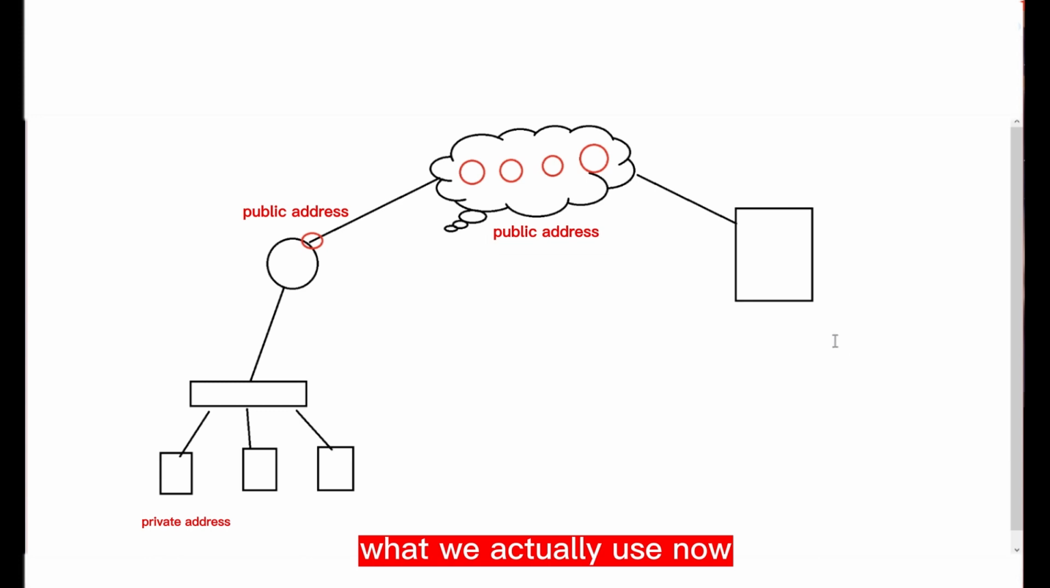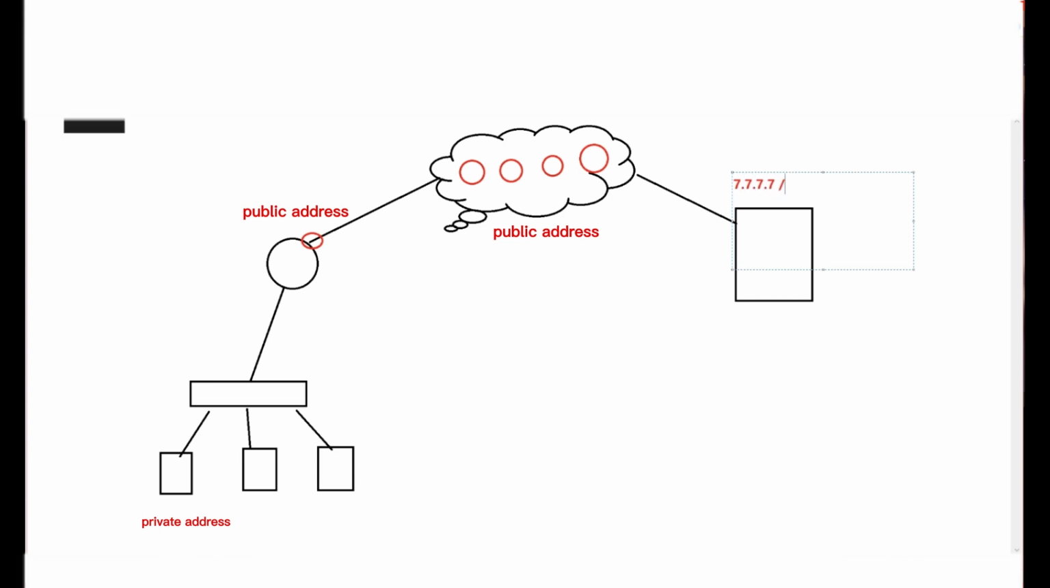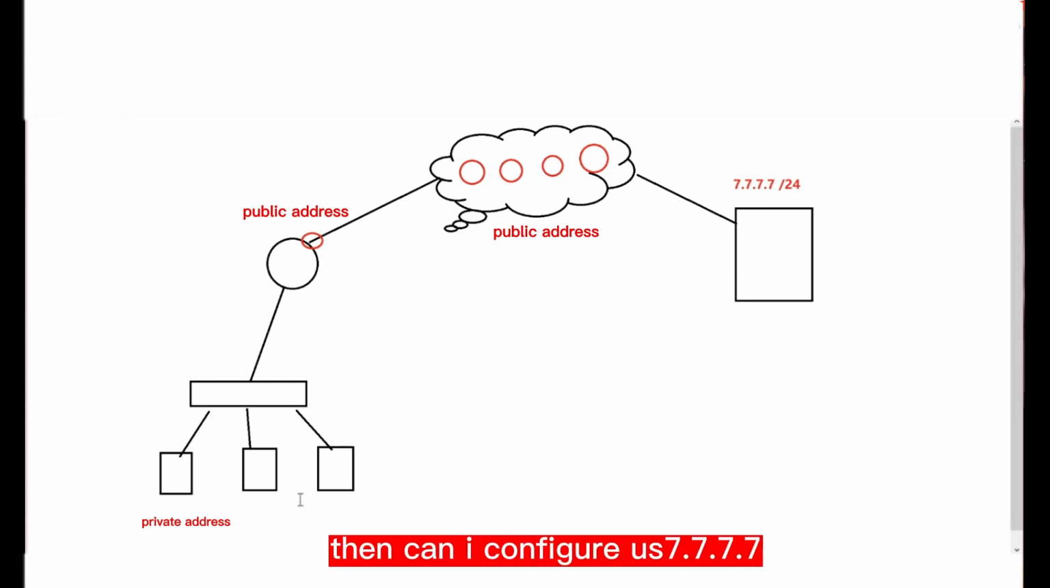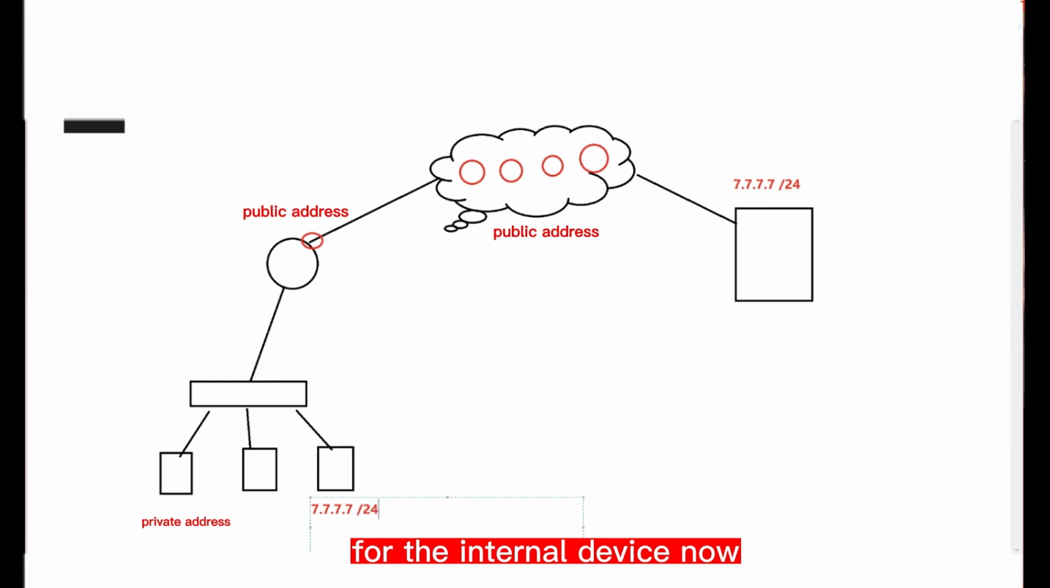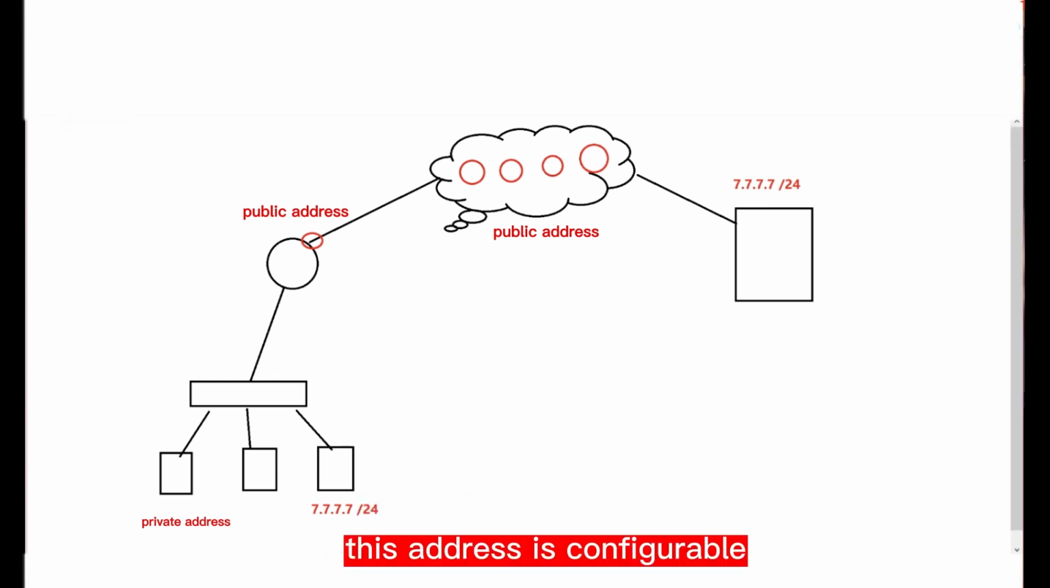What we actually use now is such a technology. If the current Google address is 7.7.7.7 with a mask of 24 bits, can I configure 7.7.7.7 for an internal device now? Okay. This address is configurable.